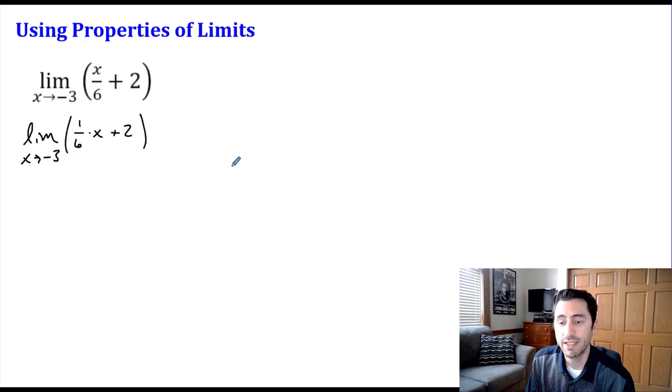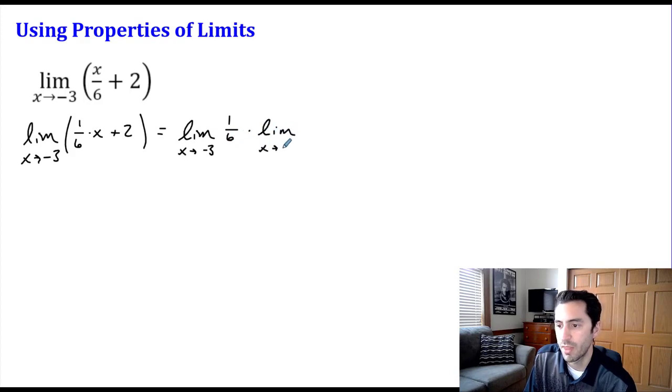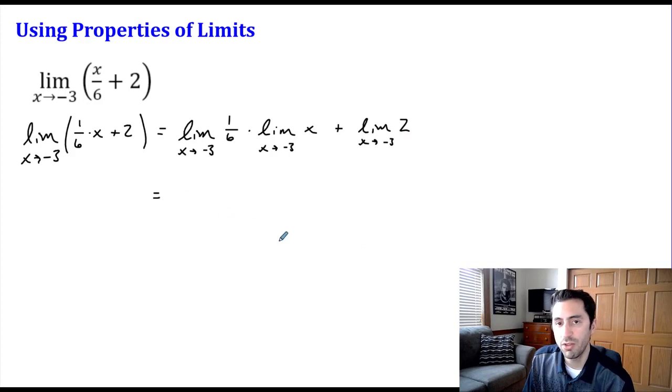So now I want to use a combination of all of those. And what I'm going to do is I'm going to expand this limit, and it's going to make it easier to evaluate. So this is the same as the limit, and all of these are going to be the limit as x approaches -3. So we have the limit of 1/6 times the limit of just x, and then plus the limit as x approaches -3 of just 2. And once we're at this point, now we're going to use our limit of a constant and the limit of the identity to easily evaluate this.